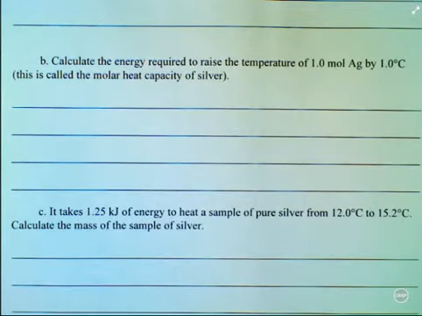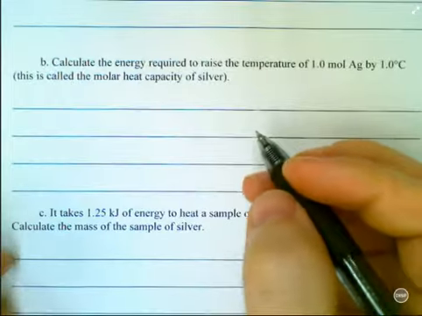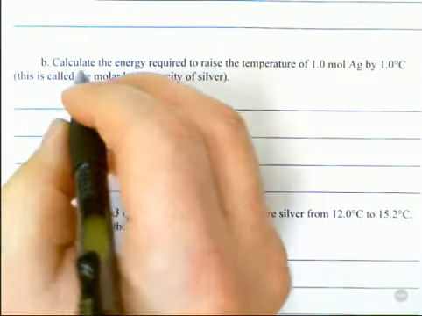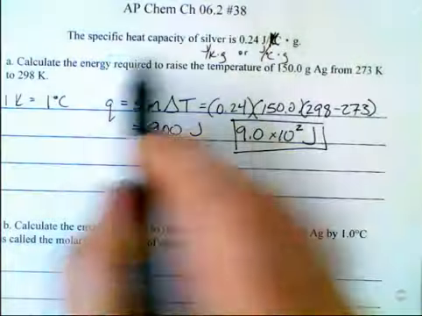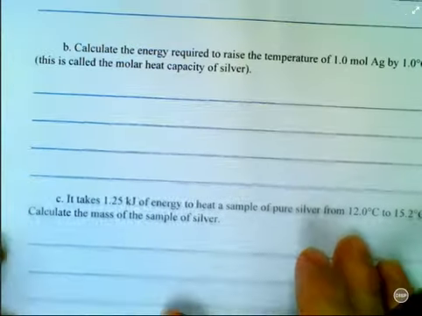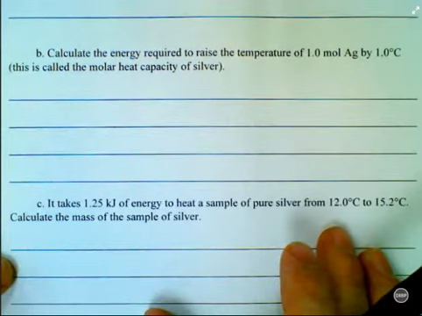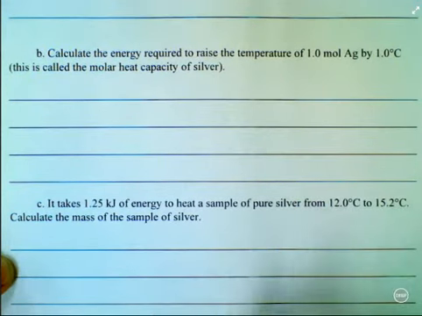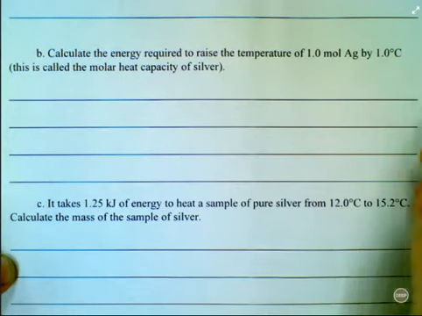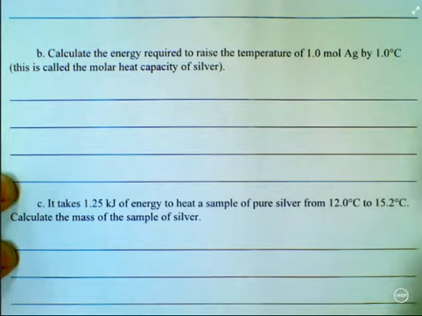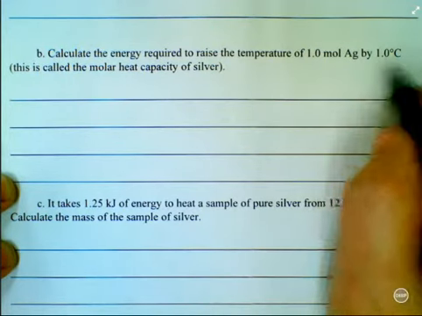B. Calculate the energy required to raise the temperature of 1.0 mole of silver by 1.0 degrees Celsius. This is called the molar heat capacity of silver. Alright, so I have the specific heat capacity of silver, and I want to turn this into a per mole issue. How much energy per mole do I need to pump into any amount of silver in order to get it to make this temperature change of 1 degree Celsius?